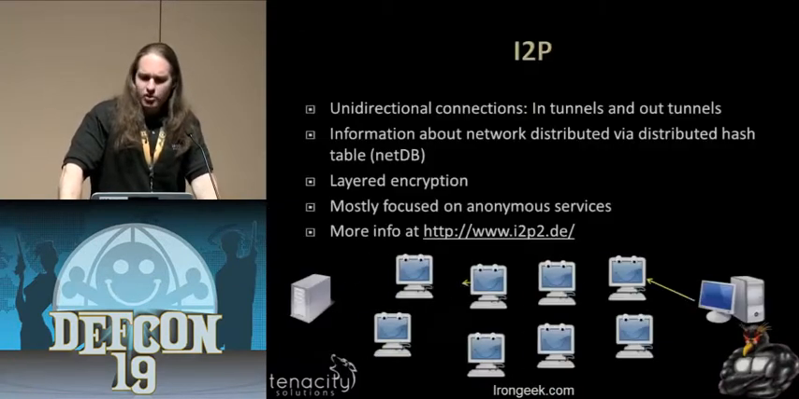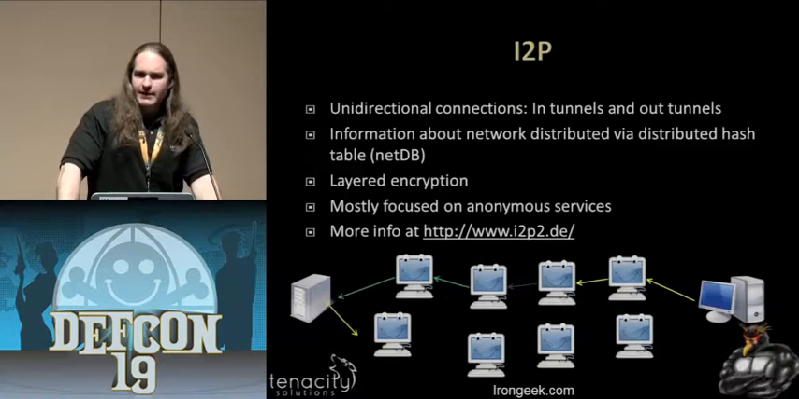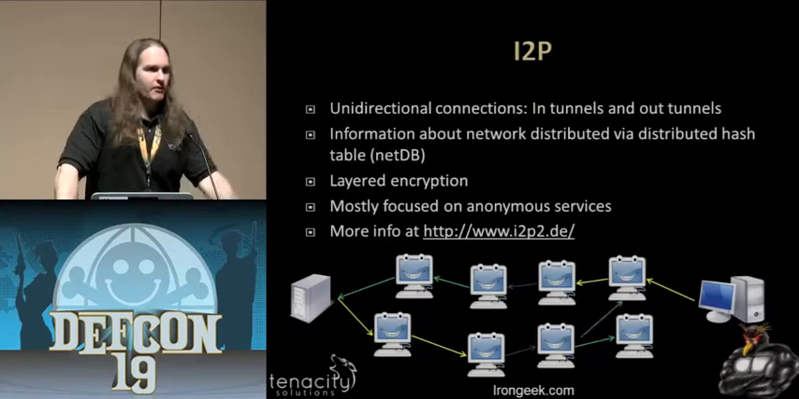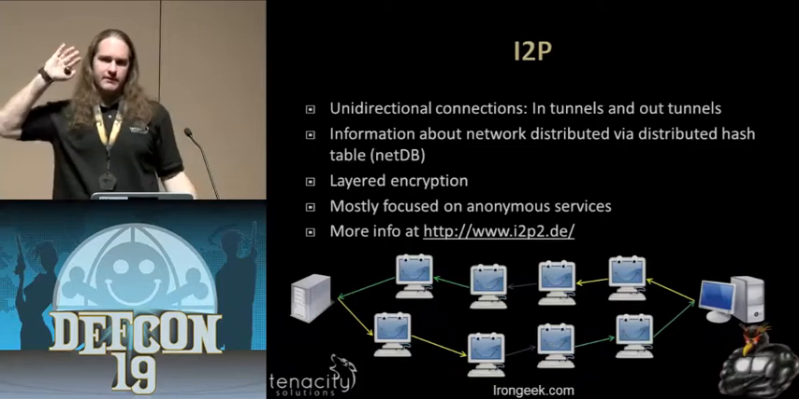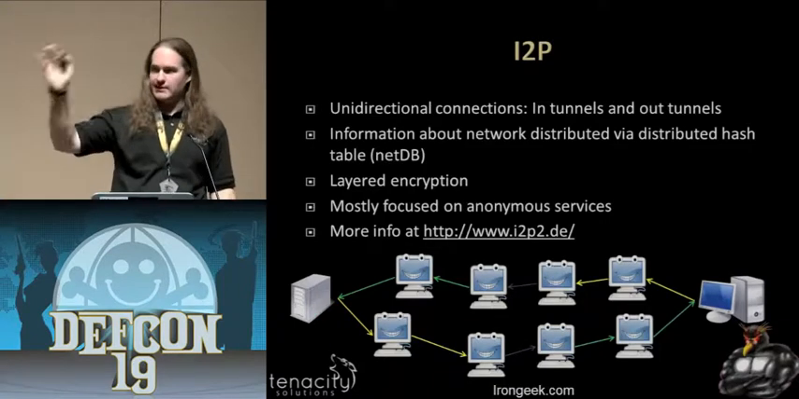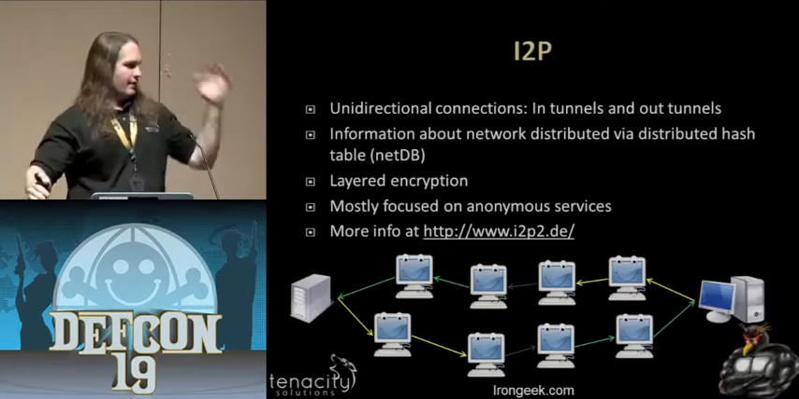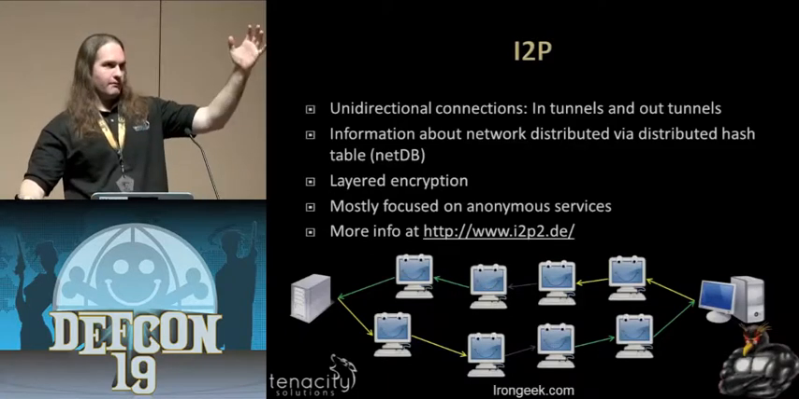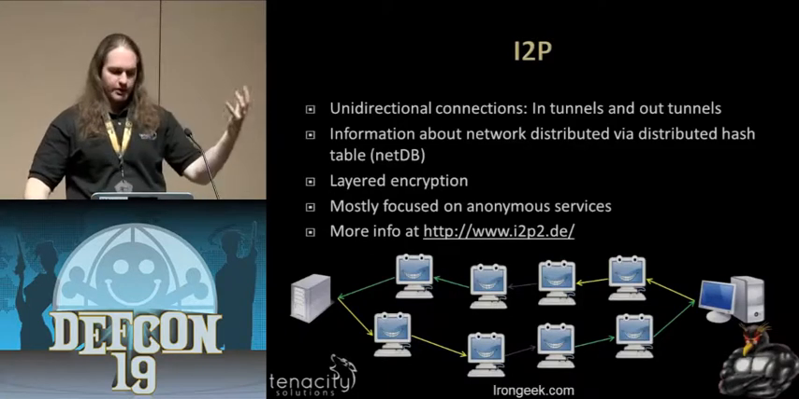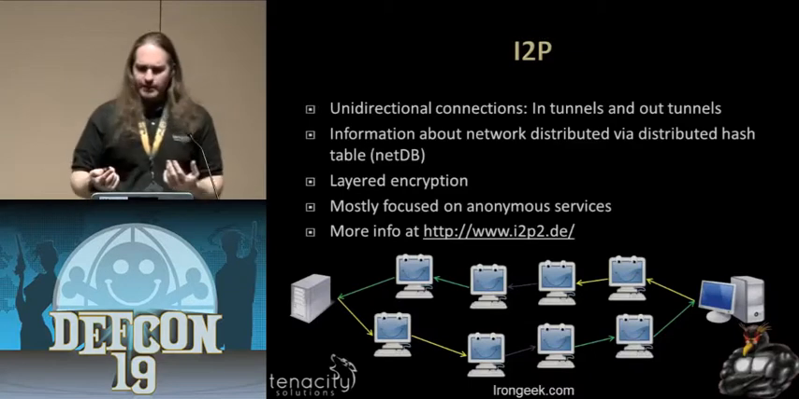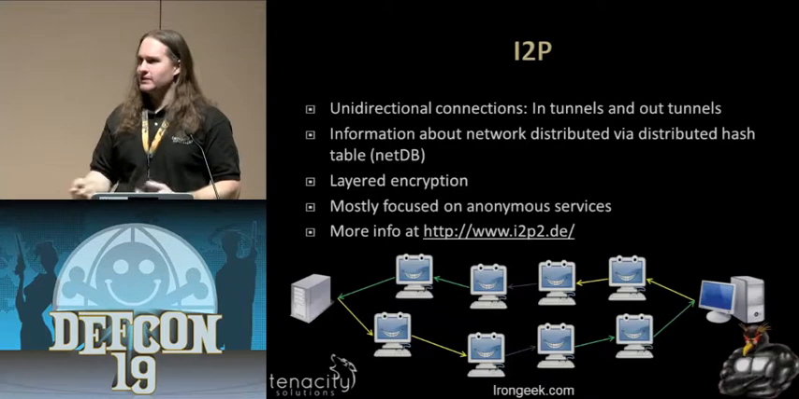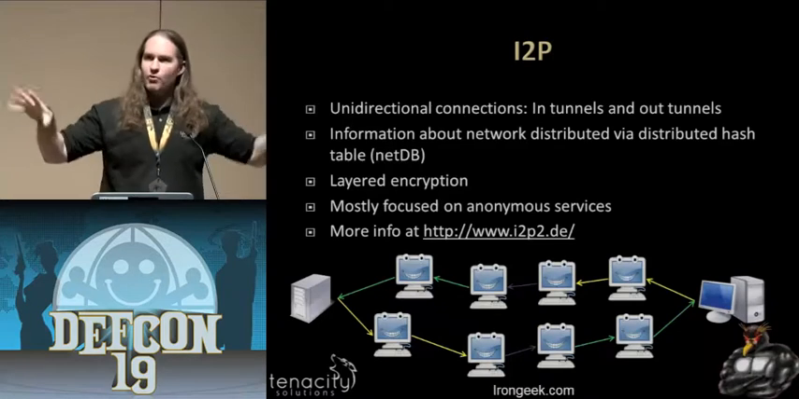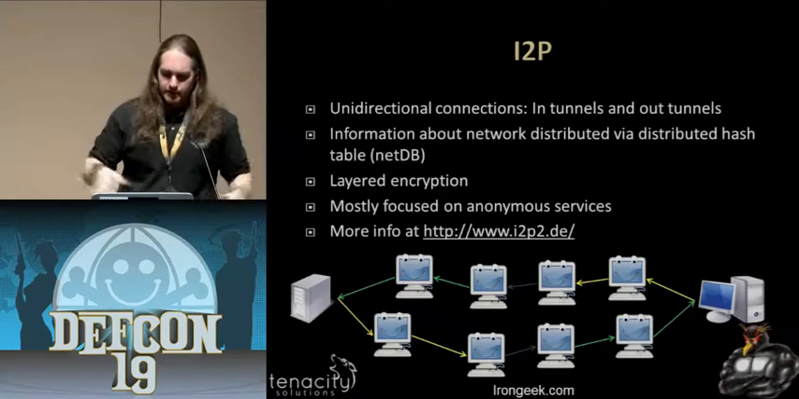I2P, on the other hand, is a little bit different. Instead of using bidirectional tunnels, where you build a circuit and it's both your in and your out, it has unidirectional tunnels, where basically you have a series of out tunnels. You send something out and you send it into someone else's in tunnels. And you have in tunnels of your own, where information is coming to you from other people's out tunnels. This unidirectionality is there to hopefully mitigate some traffic analysis attacks, because you have to compromise more nodes in the network to figure out who's talking to whom.